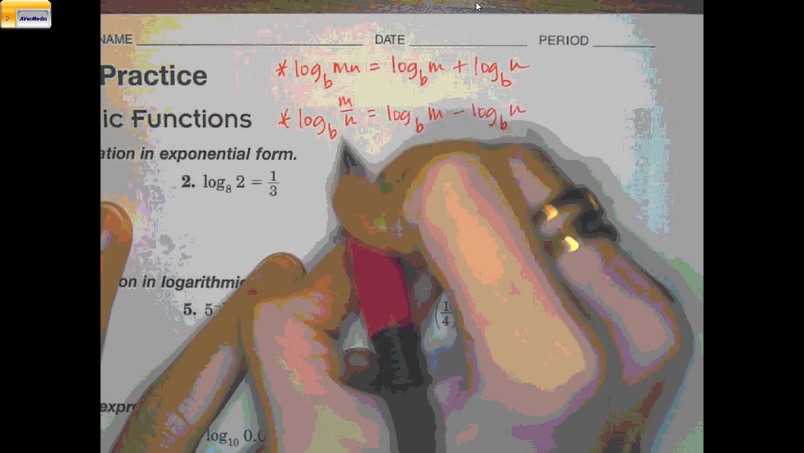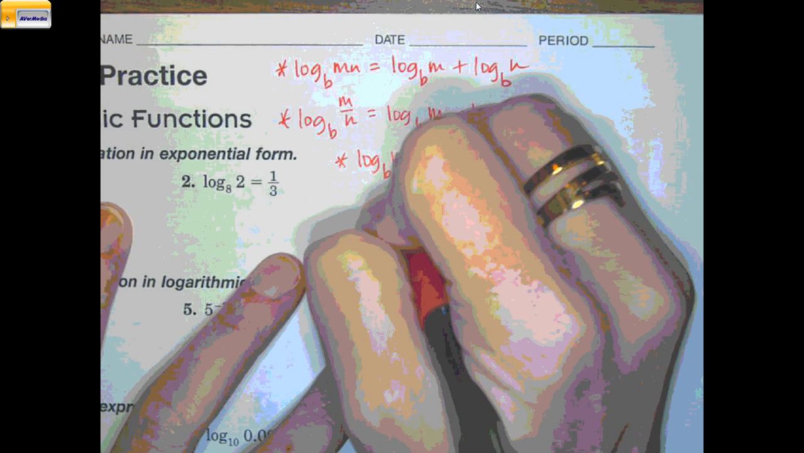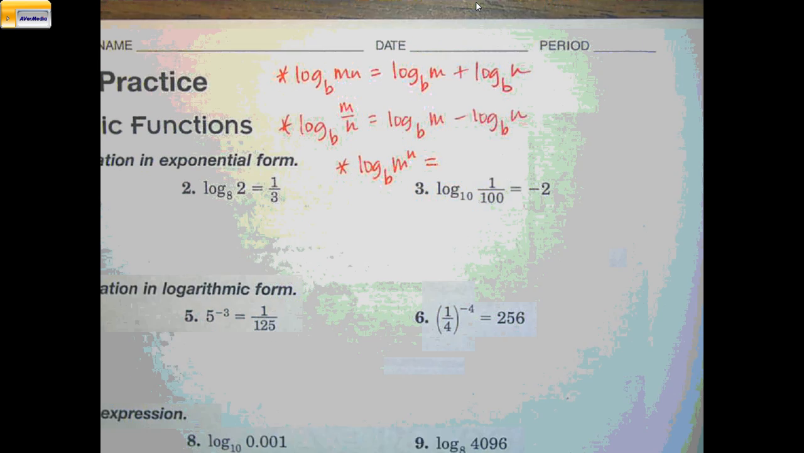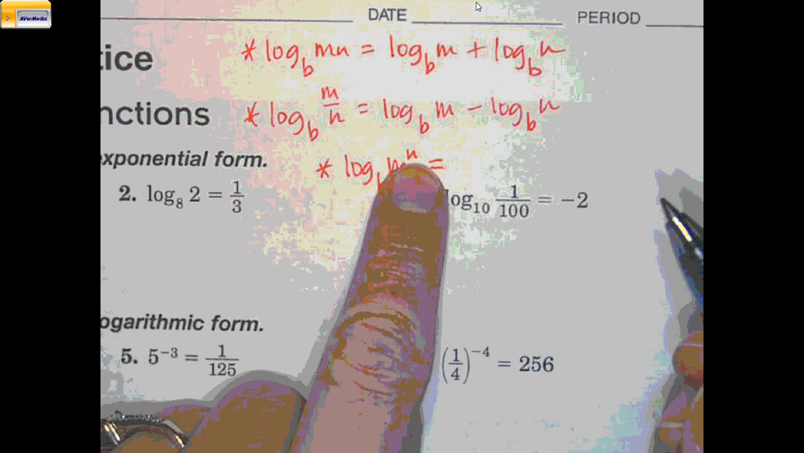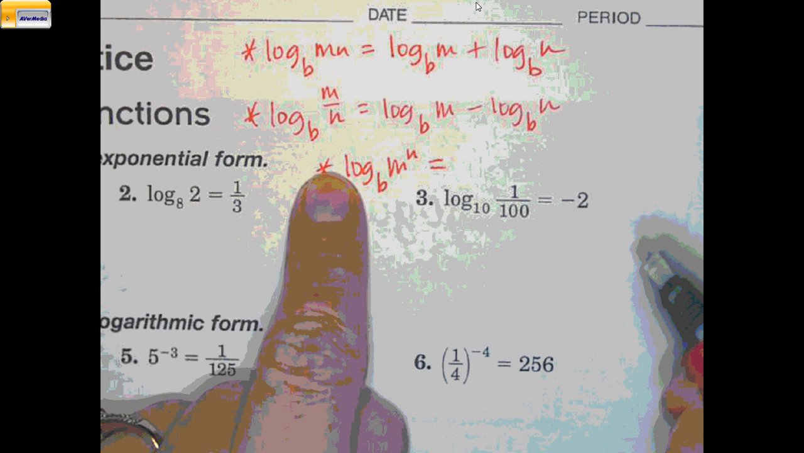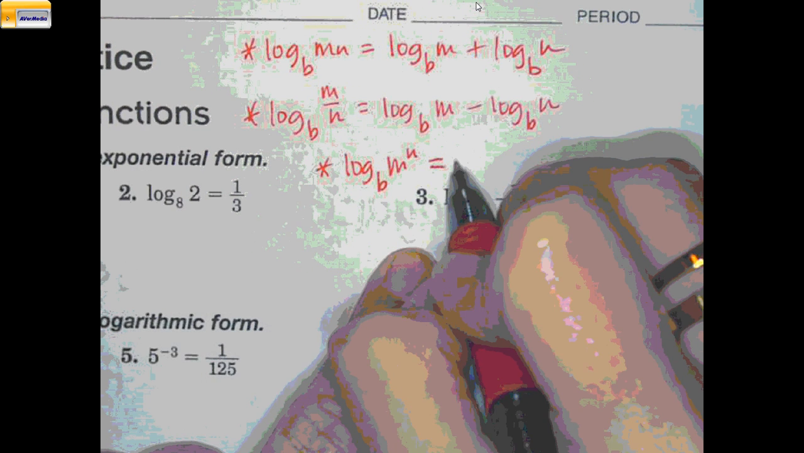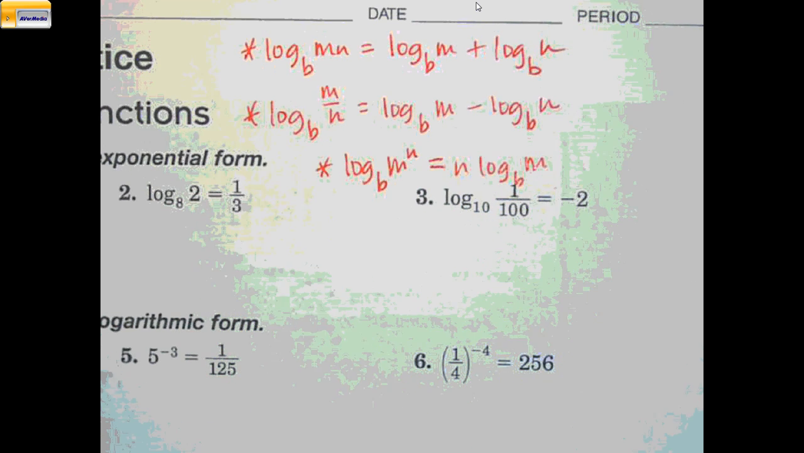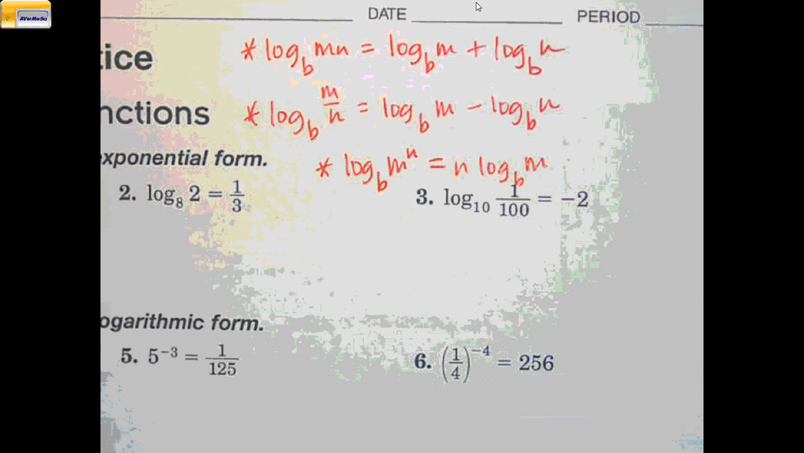If you have log base b of m to the nth power, and this is the one kids always forget about, you can take the n and catapult it over the top, and it winds up in the front so that it looks like n times log base b of m. Those two things mean the same thing, and you are going to have to go back and forth on those today as well.